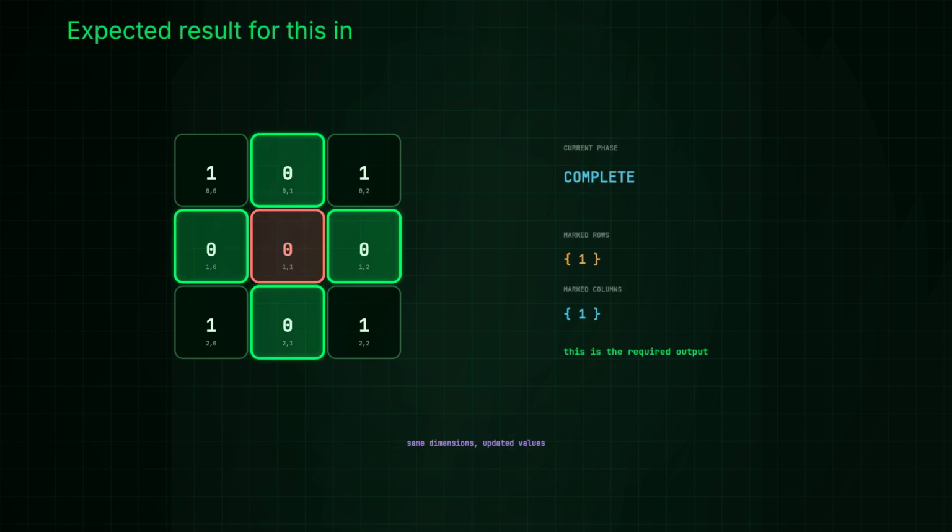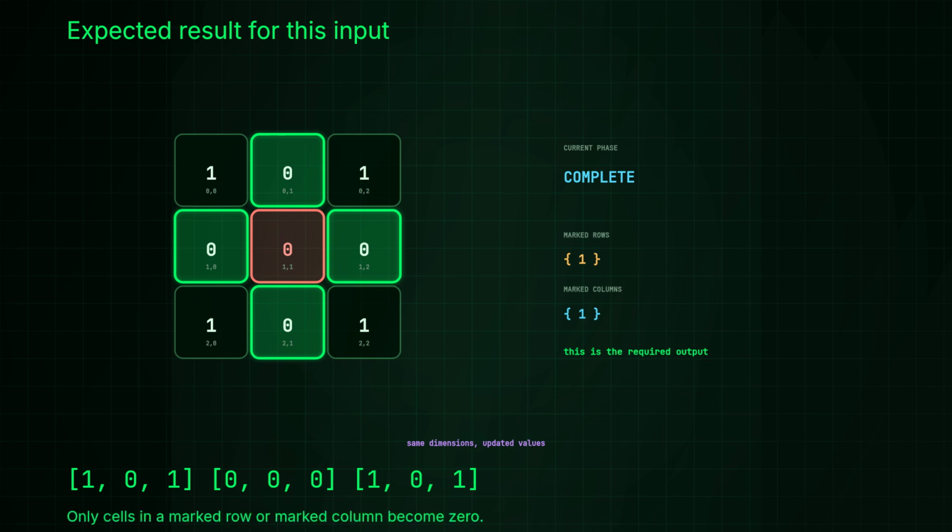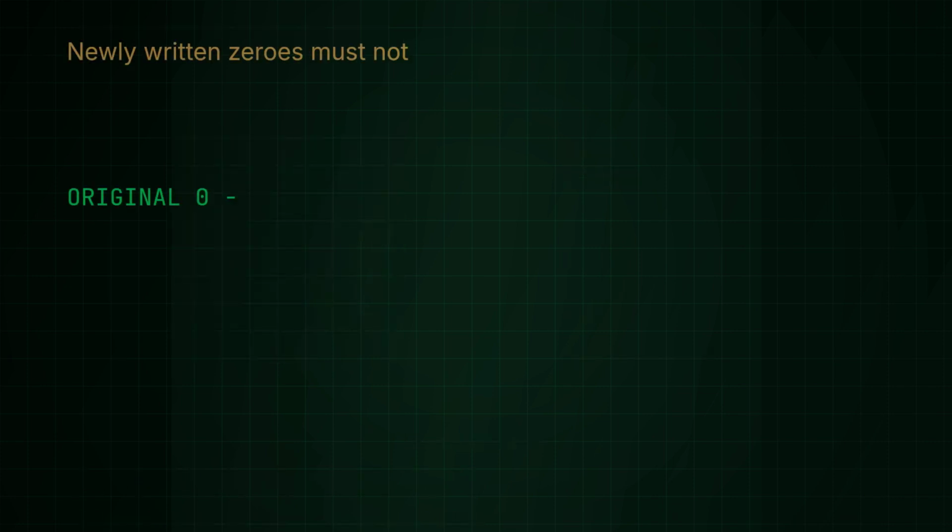After applying the marked row and column, this is the expected matrix. Read it row by row. Row 0 is 1, 0, 1. Row 1 is 0, 0, 0. Row 2 is 1, 0, 1. Notice that the 4 corner cells remain 1 because they are outside both the marked row and the marked column.